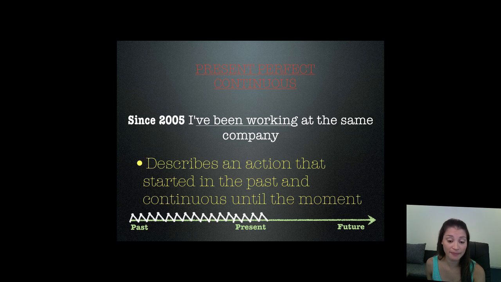We don't know that. But the thing is that when did I start working at the company? In 2005. So that implies that I'm still working at the same company. I started an action and I'm still doing the same action.